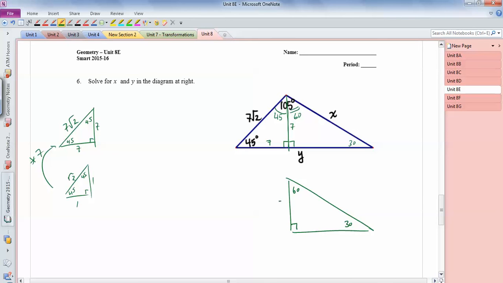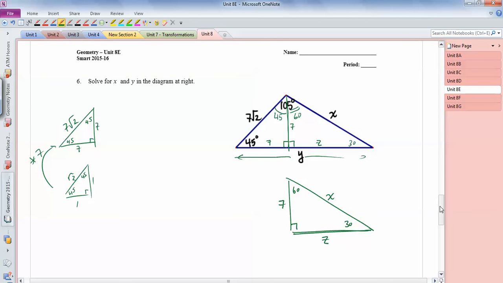Okay, so this is 7, this is x. This part right here is not y. It's, I don't know, let's call it z, because y is the whole thing. So we'll figure out what z is, and then we'll add it to 7 to get y. Okay, so I'll call this one z.